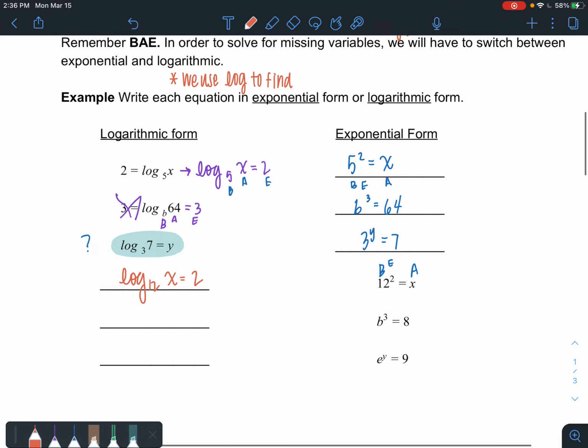All right, this next one here, here's my base exponent answer. So this is going to be log base b of 8 equals 3. Finally, I'm going to leave this last one for you.